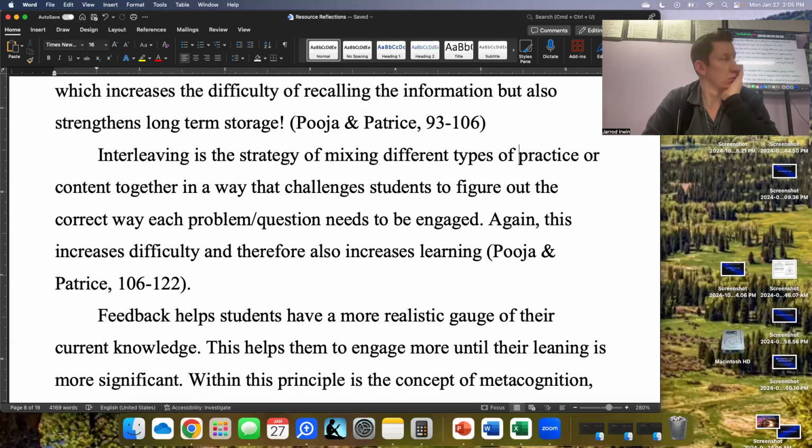Would interleaving be an example of, let's say you have something to read and something to watch in a video? You'd be interweaving something visual and something reading at the same time?